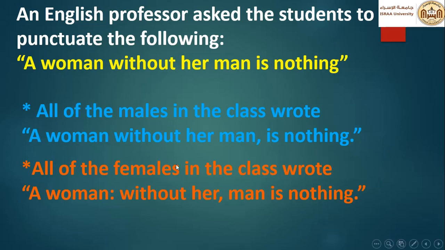Look at the difference now when the comma is placed here. That means the man is nothing without the woman. But here means the woman is nothing without the man. Look at the difference between placing the comma in the first and second one. What about you? What was your answer? We will discuss it on Zoom session, inshallah.